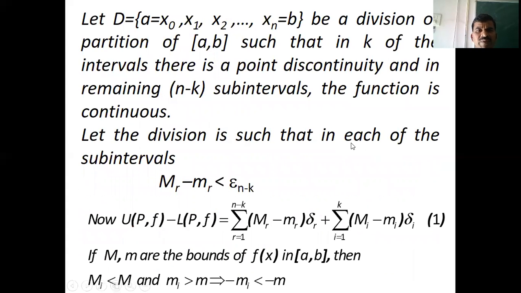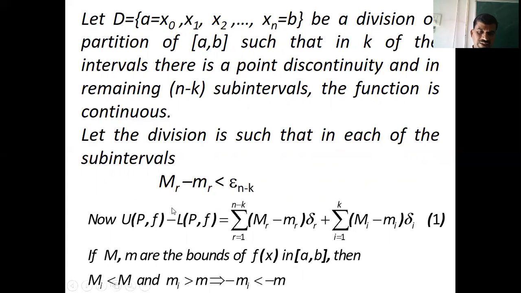Let D be a division or a partition of AB such that in k of the intervals there is a point of discontinuity, but in the remaining n minus k intervals the function is continuous. So we assume that x equal to c1 to ck are the points at which the function is discontinuous, but at the remaining n minus k the function is continuous. Let the division be such that in each of the subinterval, supremum minus infimum is less than epsilon over n minus k.